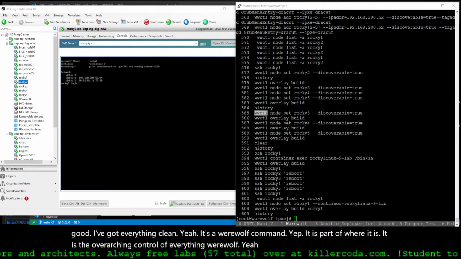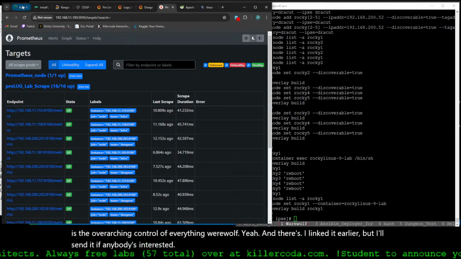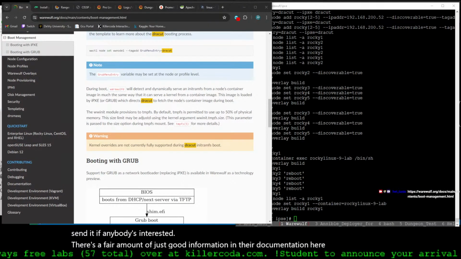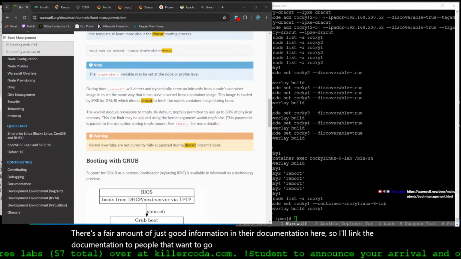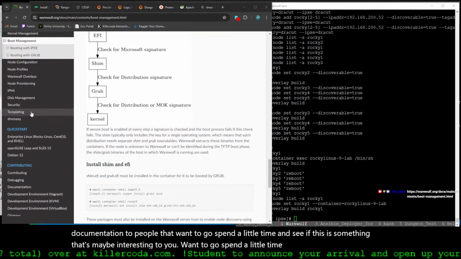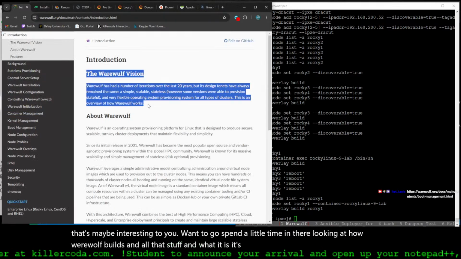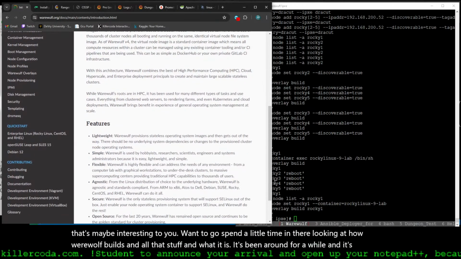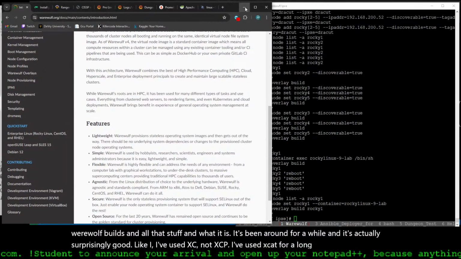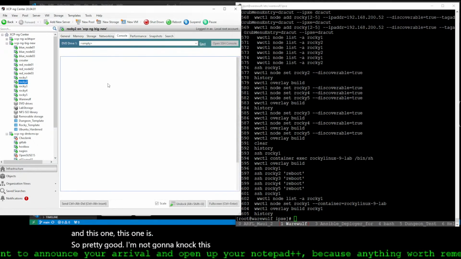I linked it earlier, but I'll send it if anybody's interested. There's a fair amount of good information in their documentation here. So I'll link the documentation for people that want to spend a little time and see if this is something that's maybe interesting to you, looking at how Warewulf builds and what it is. It's been around for a while, and it's actually surprisingly good. I've used XCAT for a long time professionally, and this one is also pretty good. I'm not going to knock this one at all because I think it does pretty good.